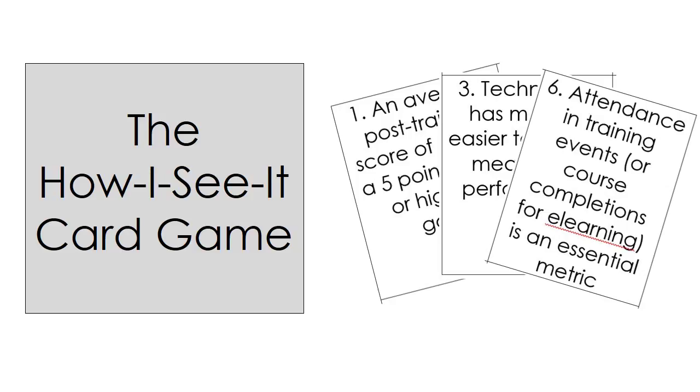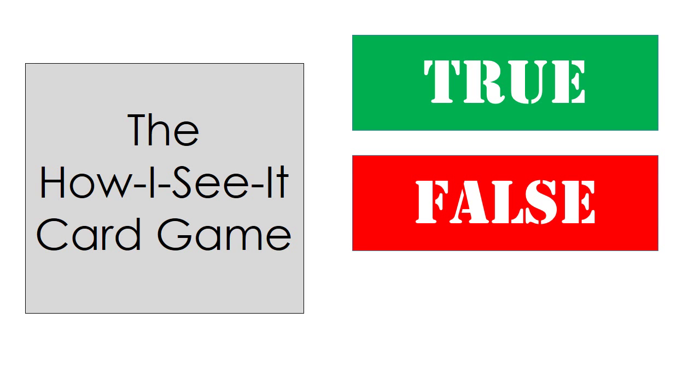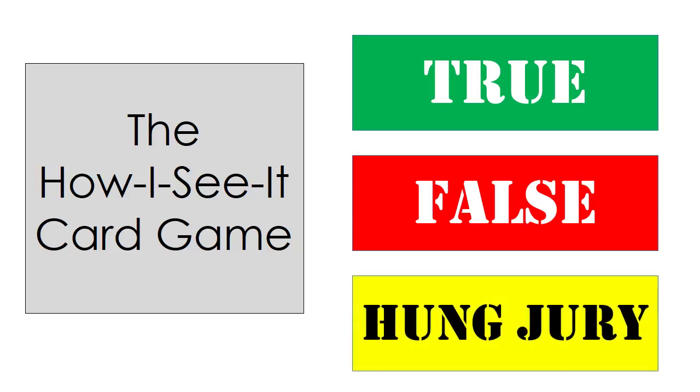Then, you instruct the group to discuss that type of card and place the cards into one of 3 piles. They'll place it in the true pile if everyone in that small group thinks the statement's true, the false pile if everyone in the group thinks the statement's false, or the hung jury pile if some people in the group think that the statement's true and others think it's false. Then you'll come back together as a large group and debrief some of the discussions that the smaller groups had.